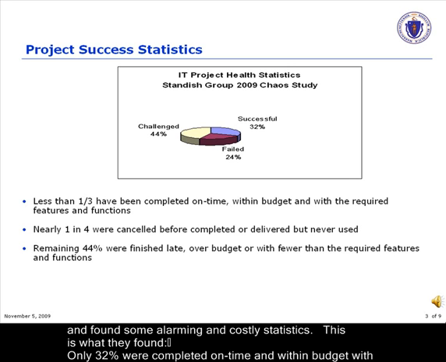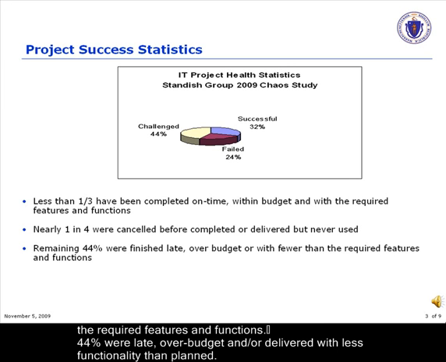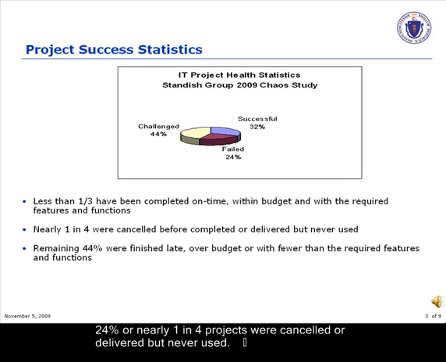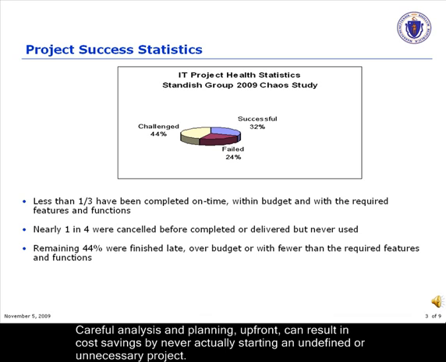Only 32% were complete on time and within budget with the required features and functions. 44% were late, over budget, and/or delivered with less functionality than planned. 24%, or nearly 1 in 4 projects, were canceled or delivered but never used. Careful analysis and planning up front can result in cost savings by never actually starting an undefined or unnecessary project.